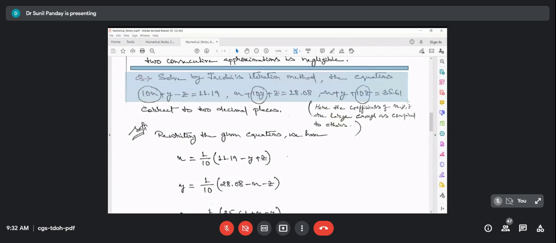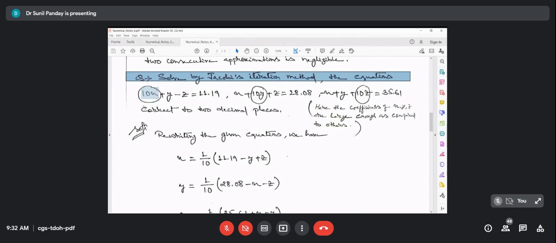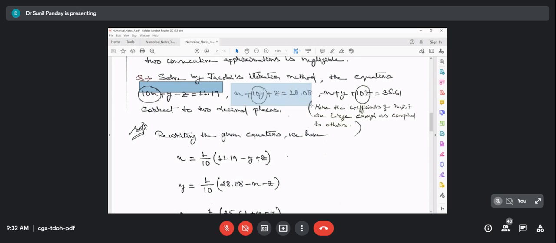Okay, this is the system of equations we have, and you can see this system is diagonally dominant, because the coefficient of x in the first equation is 10, and its absolute value is greater than the absolute value of the coefficient of y plus the absolute value of the coefficient of z. The coefficient of y is 1 and the coefficient of z is minus 1. Taking absolute values, 1 plus 1, so 10 is greater than 1 plus 1. So this is diagonally dominant at x. Similarly, this is diagonally dominant at y, and this is diagonally dominant at z.